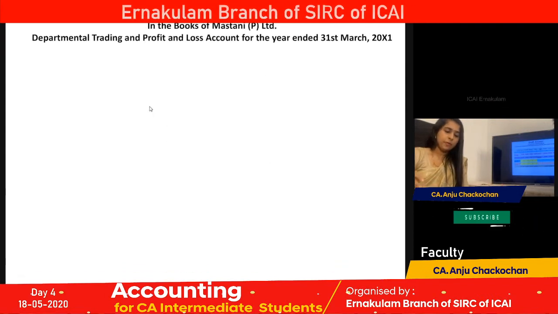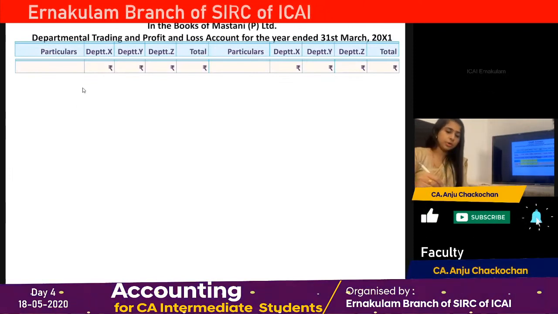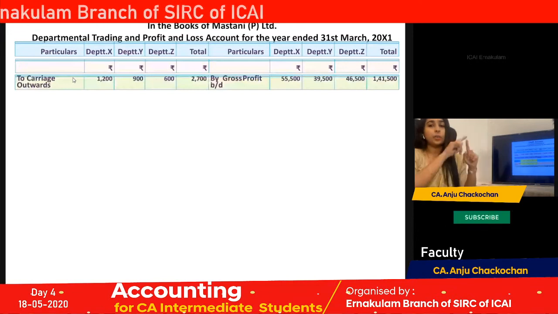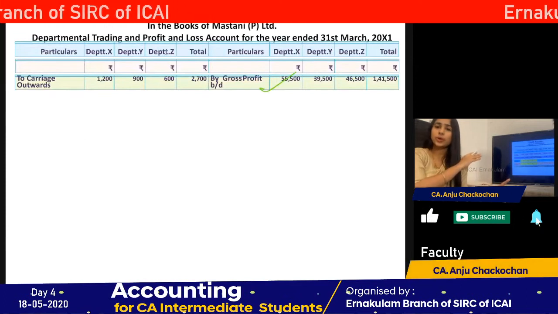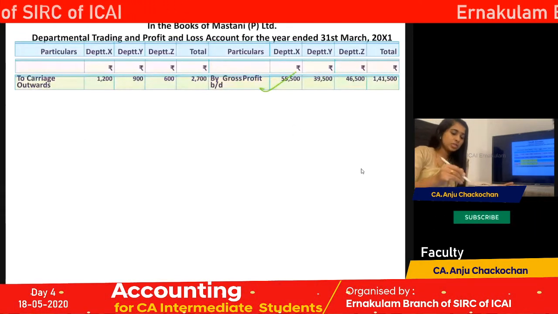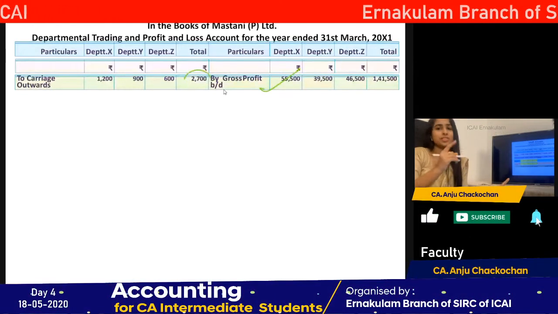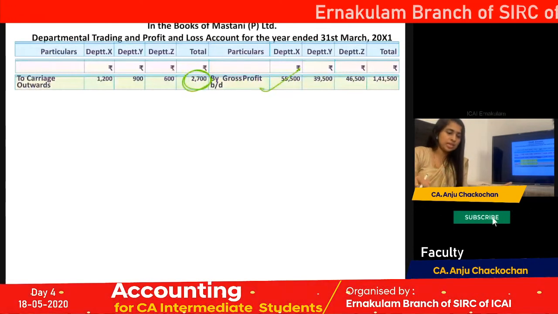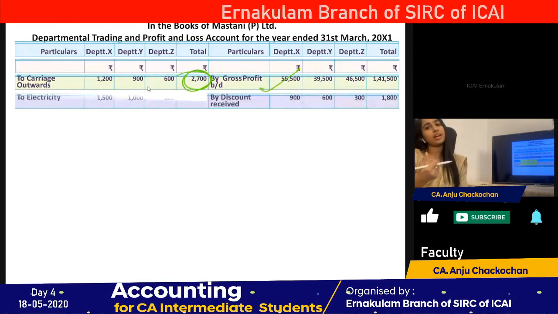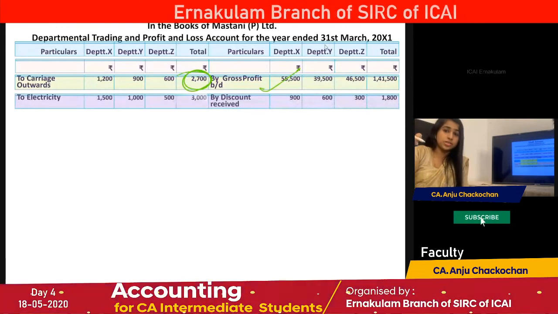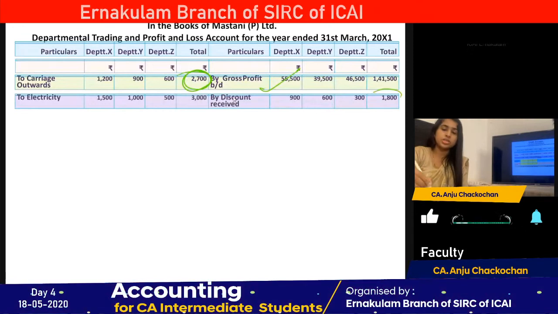For the profit and loss account, GP we took from the trading account. Carriage outwards, we earlier apportioned on the basis of turnover, because only the total figure was given, and this total figure you apportion on the basis of turnover. Then we have the next one, which is discount received. Discount received is from the creditors, and hence we apportion this on the basis of purchases. We have the ratio there. You just have to use the calculators, and the total figure you just have to apportion.